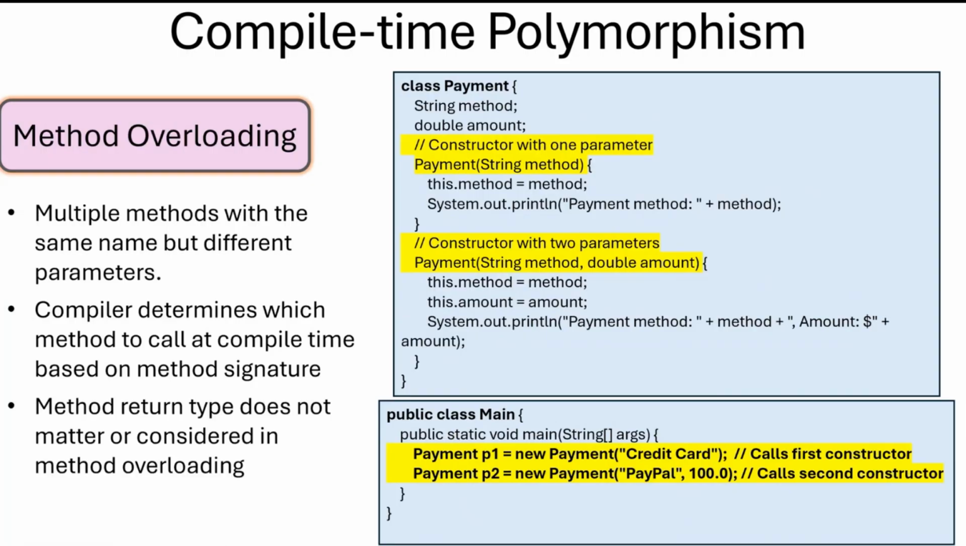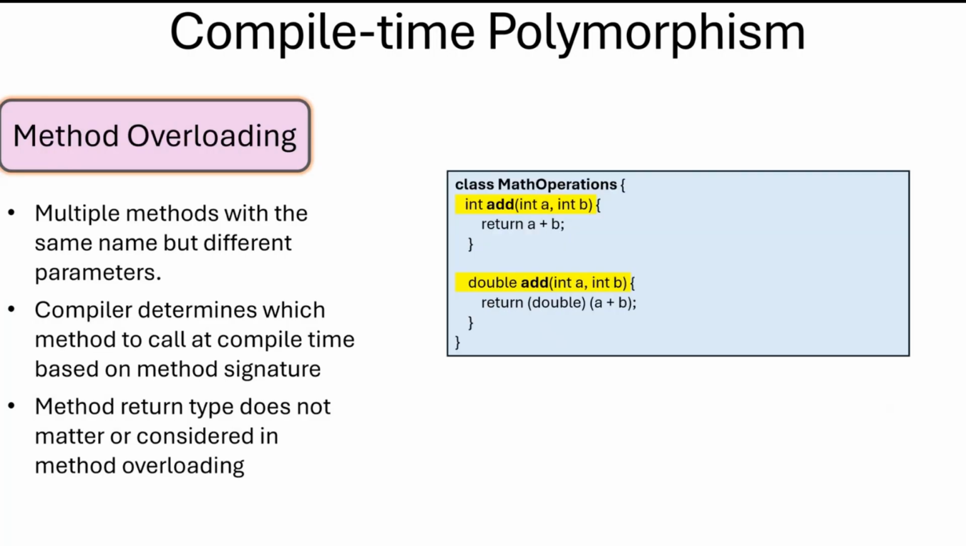In method overloading, the method return type is not considered. Let's understand why. For example, if we have this class MathOperations where multiple methods have the same name add, right?